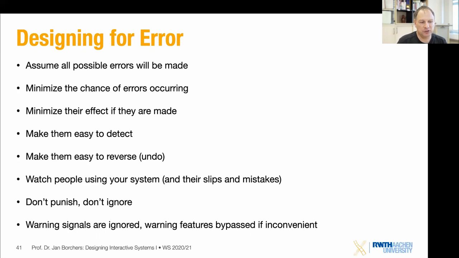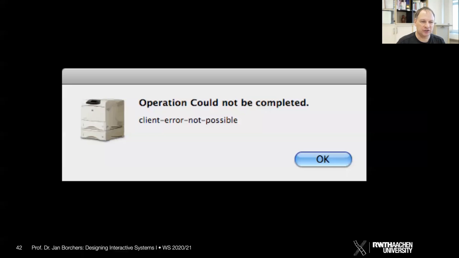Understand that people will ignore warning signals usually, and they will typically bypass warning features if they're inconvenient, like the type in the letters backwards, and people might get to the palindrome solution. So this is not a good error dialog. This is one that I actually got on my Mac at one point. So what's this telling me?